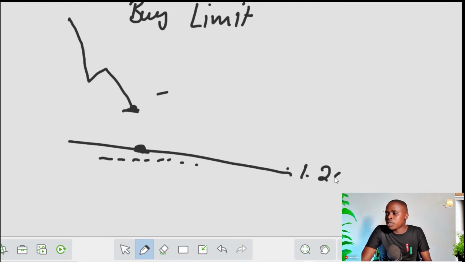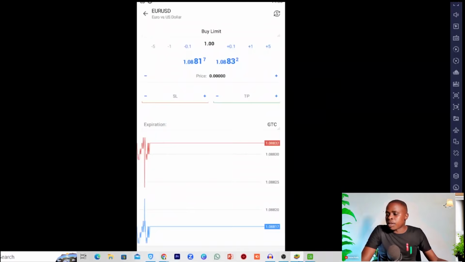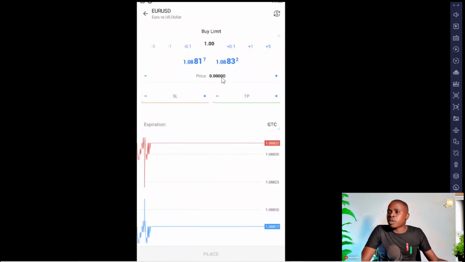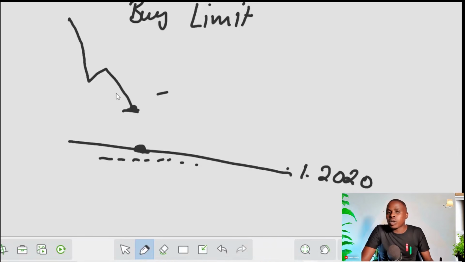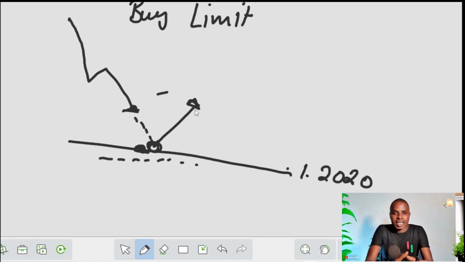If this is 1.2020, you just go to your trading platform, and then here you just put in, as you can see, price here, you just put in your price right here, and then if the market goes to that price point, the market is going to automatically buy. So if it drops to this point, it is going to automatically buy here. And then if it bounces up, so your prediction will be saying, if I buy here, I would love the market to go to the upside, because you only make money when the market goes where you have predicted.